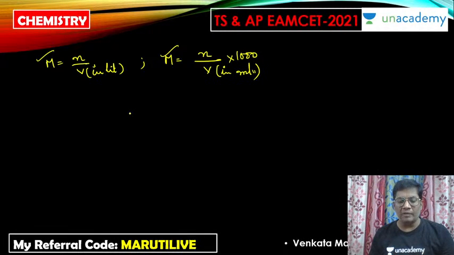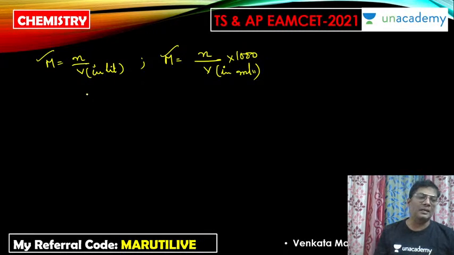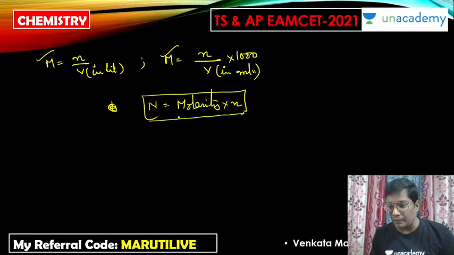Good question. What is the relation between molarity and normality? I have not yet discussed normality, of course, but there is a small relation between molarity and normality. Normality is equal to molarity into small n.